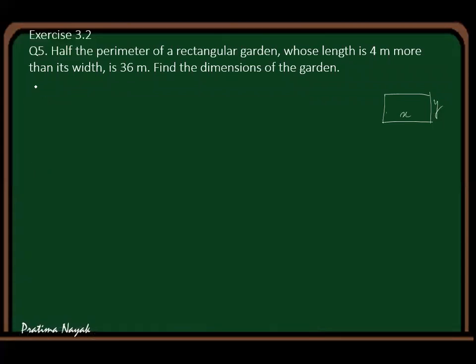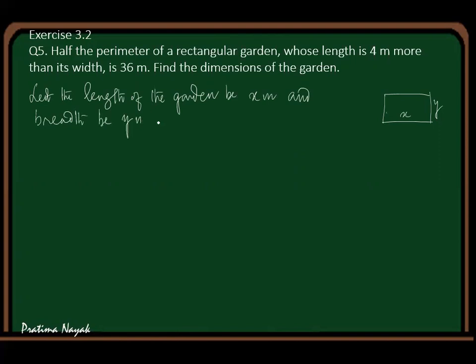We can take these two unknown quantities x and y. So we'll start answering. Let the length of the garden be x meter and breadth, or width, be y meter. After taking this, again we'll read the question to make the equations. That means we will frame some relations.